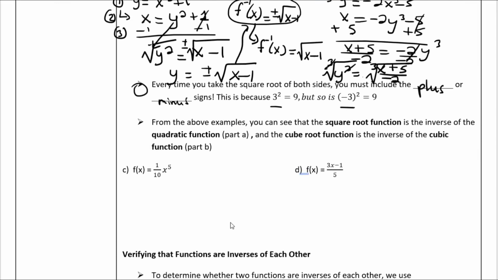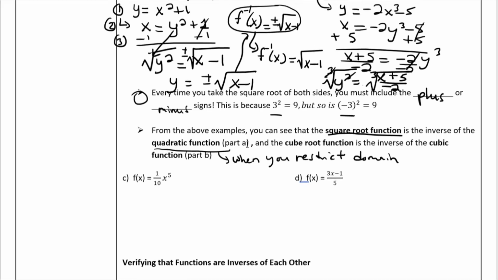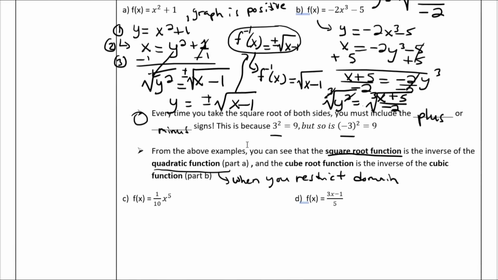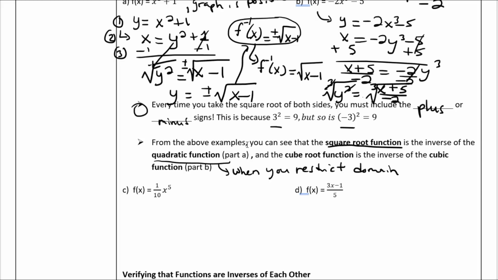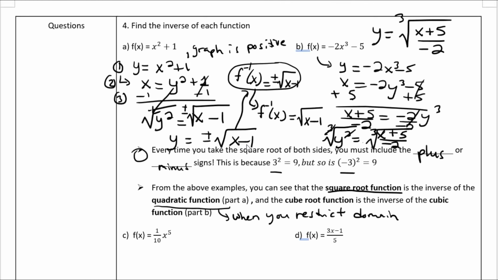All right, so as we mentioned here, the square root function is the inverse of the quadratic function as long as you restrict the domain. Okay, so as long as you're restricted, then you're good. So for example, x is greater than or equal to 0, or x is less than or equal to 0. And then it says the cube root function is the inverse of the cubic function. So that's actually what we did here, right? This was a quadratic, and we got a square root function. This is a cubic function, and we got a cube root function.